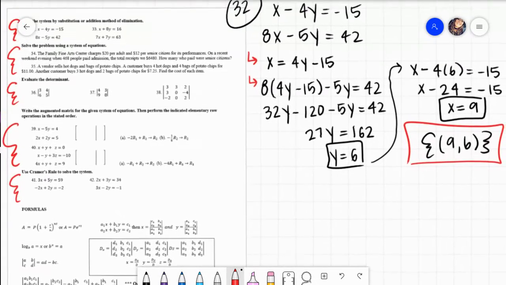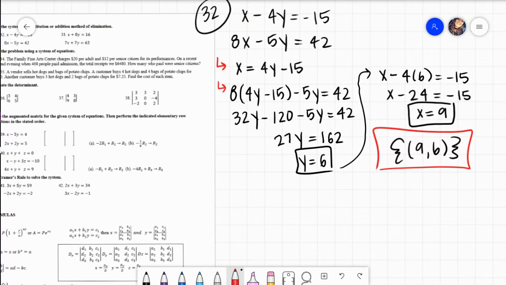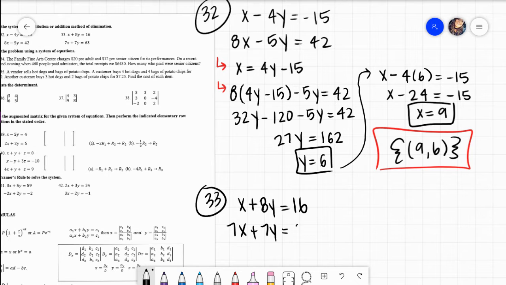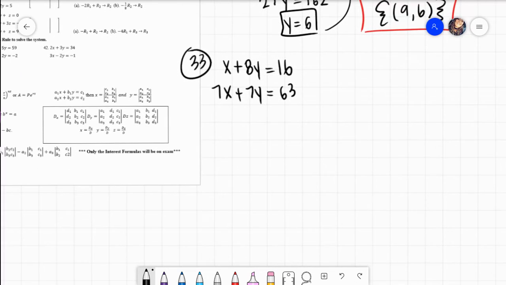Okay, so let's do problem 33, which is x plus 8y equals 16, and then 7x plus 7y equals 63. Okay, so looking at problem 33, I want to do the same thing. My main reason, y'all, is there's not a coefficient here, so I'm not going to have to divide anything to where I have like an ugly fraction. So I want to just go ahead and solve for x.